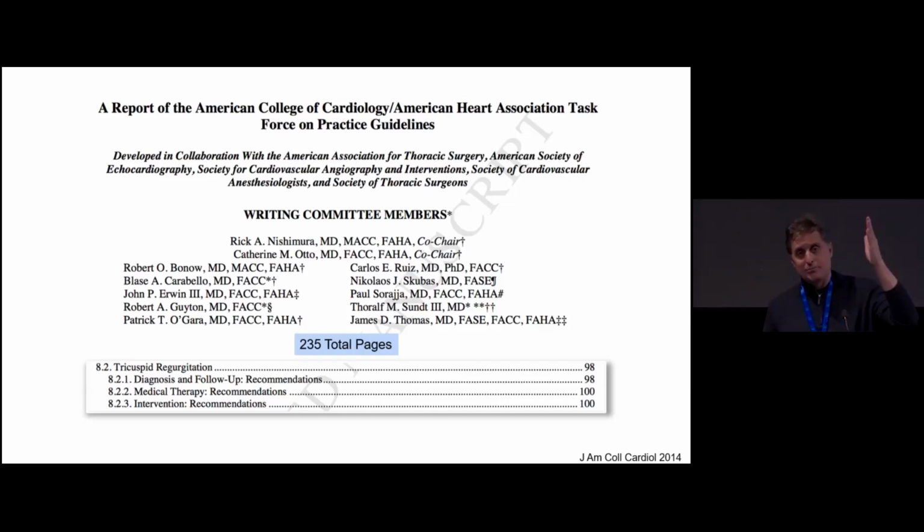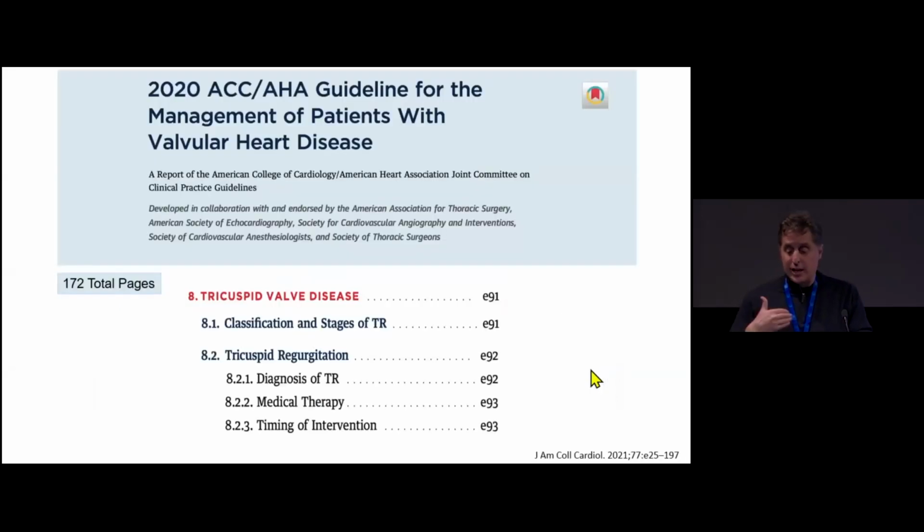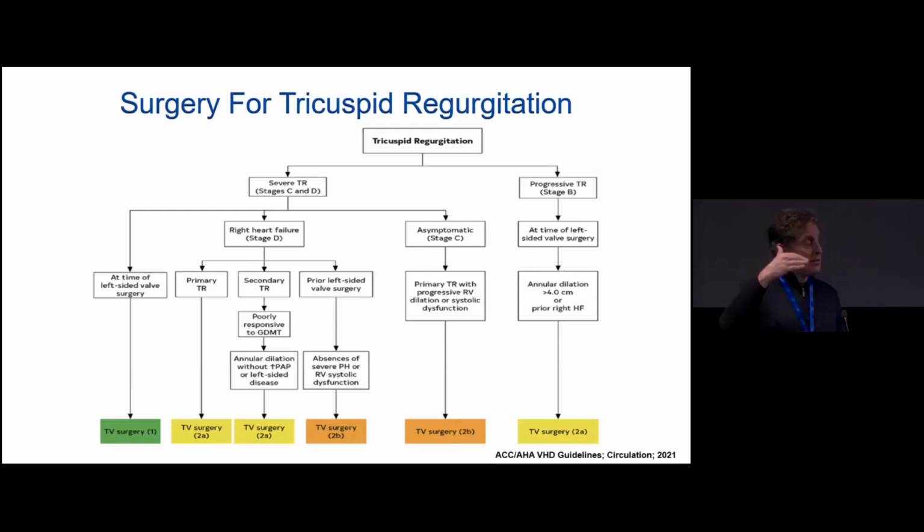Beautiful document, lead author sitting in the back, so I'm nervous to talk about it, but needless to say, 235 pages. All of 2 were associated with tricuspid regurgitation. And so we look at the updated guidelines, the 2020 ACC/AHA guidelines, 172 pages, beautiful document. Again, about 2.5 pages or so of this whole document discuss tricuspid regurgitation. And this is an important thing.